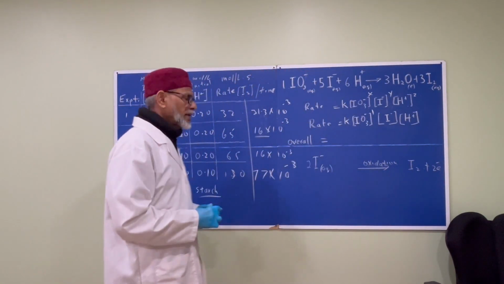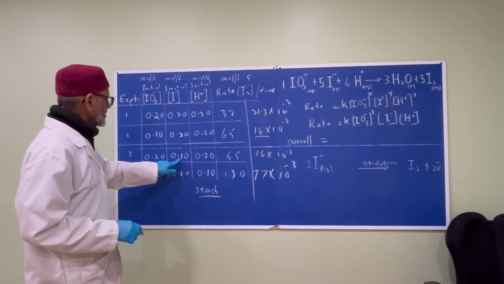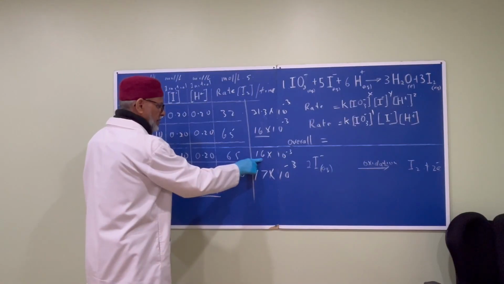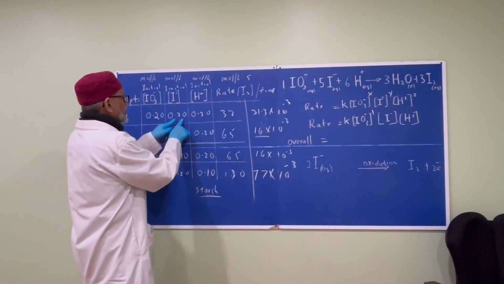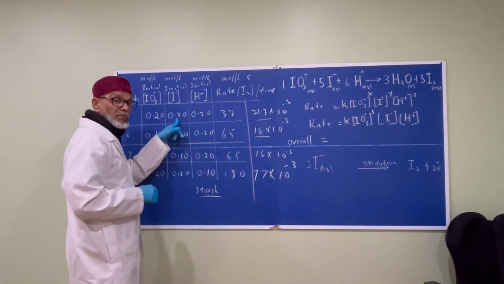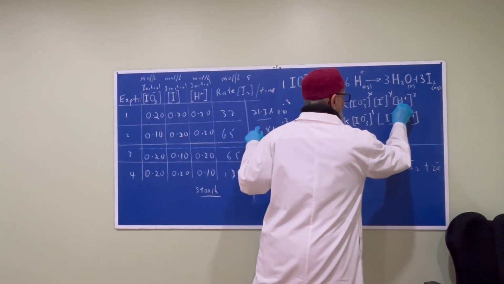Let's check it out for iodide ions. This is the iodide ion here. This is what it was at that concentration. When we double it to that, look what happens. The rate has doubled. So we can say for iodide ions, the rate order is 1.